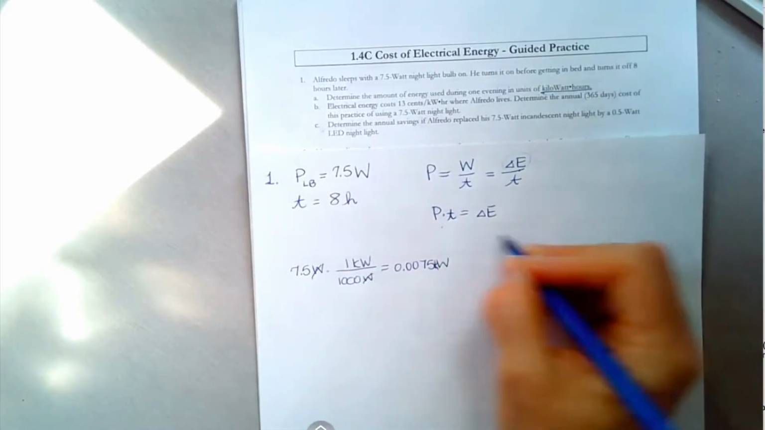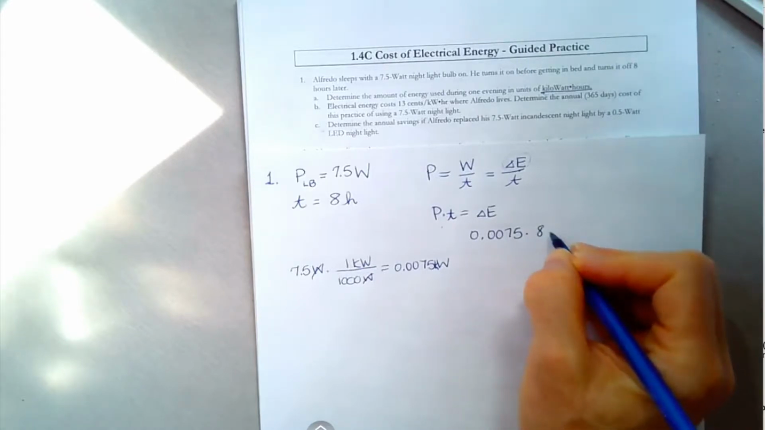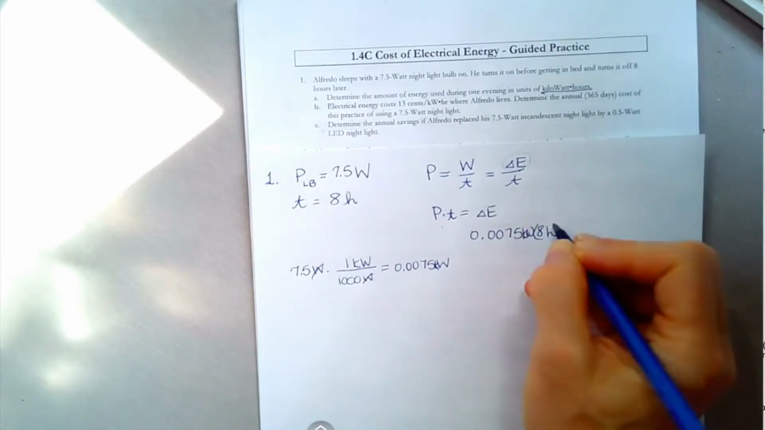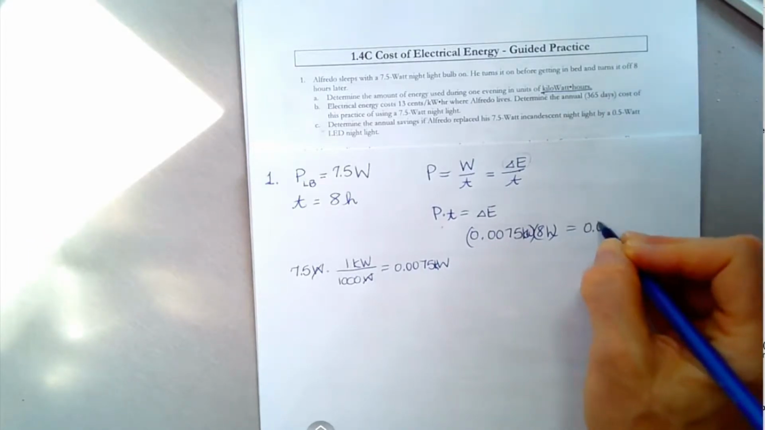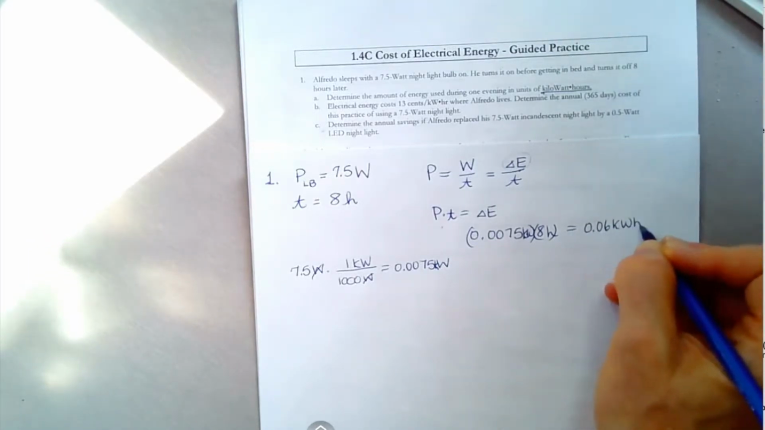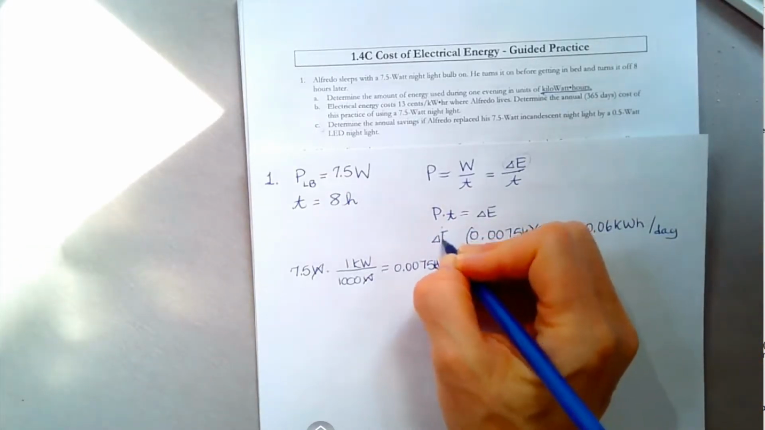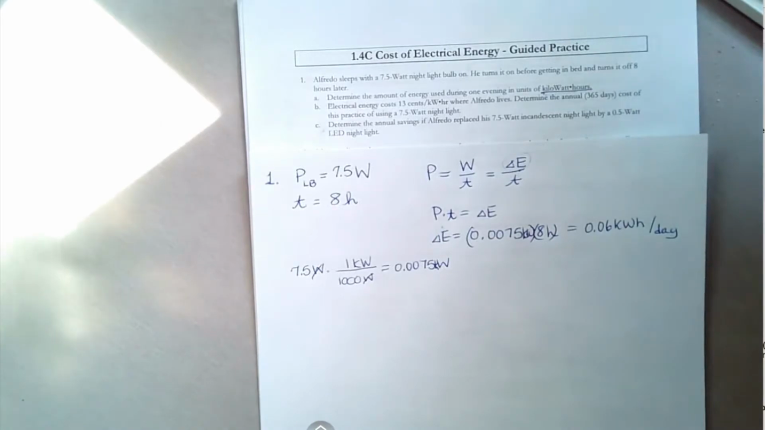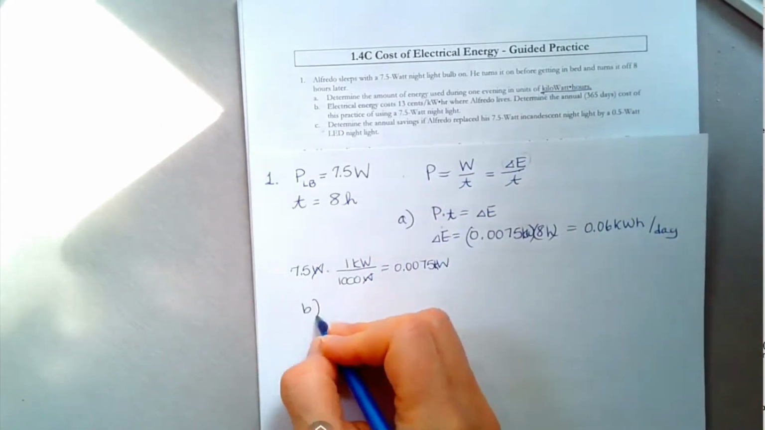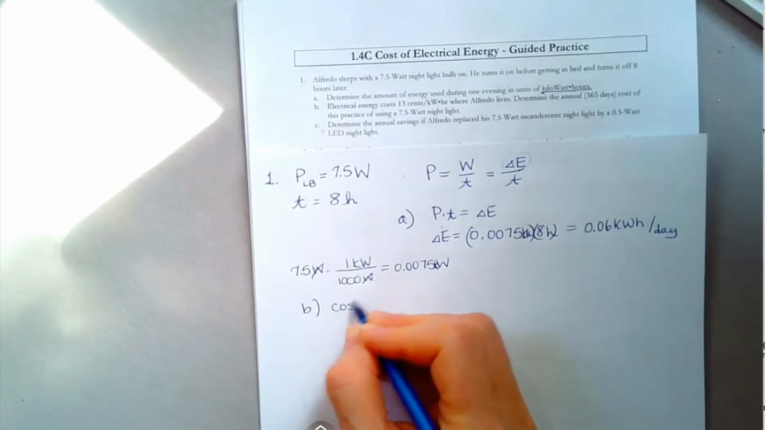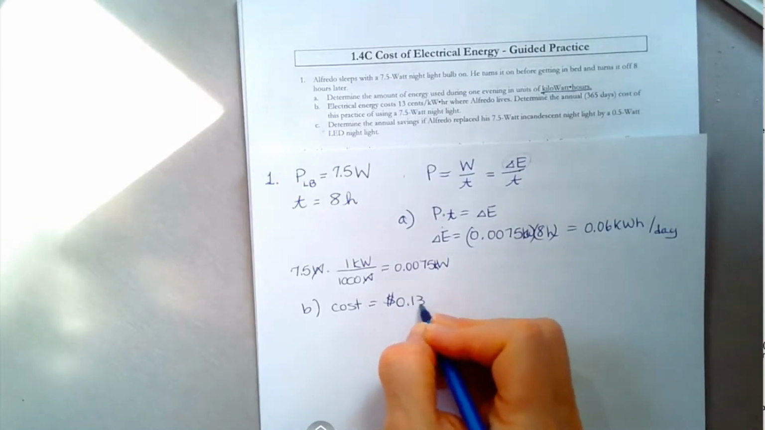So now if we put that into the equation, we've got our kilowatts times our 8 hours, and that's going to give you 0.06 kilowatt hours per day. And that's going to be your change in energy. So that's part A. Part B says that now you've got the cost of electrical energy is 13 cents per kilowatt hour.